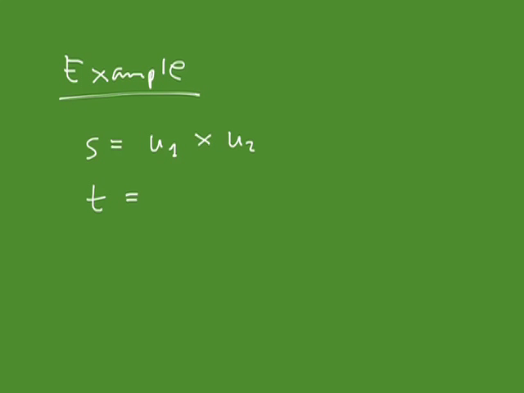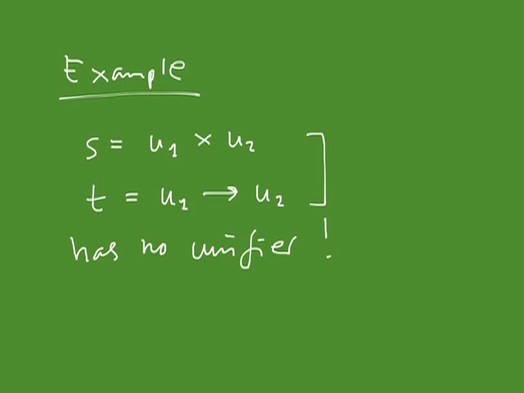Sometimes there is no unifier. It's fairly easy to see that if we consider this type expression and that type expression, they have no unifier at all, because there's no way of assigning types to u1 and u2 such that these two type expressions will be identical. This one has no unifier.